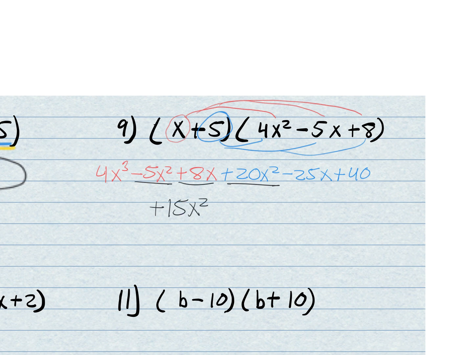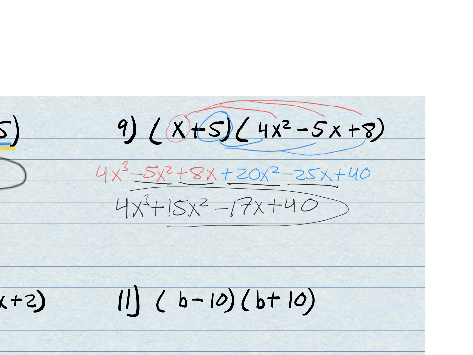And then I see more like terms, an 8x and a negative 25x. Combining these, 8 minus 25 is going to get us negative 17, and x was our variable. And then nothing else can combine with anything else, so I'm just going to rewrite the 4x cubed and the plus 40. All right, so this is your answer.